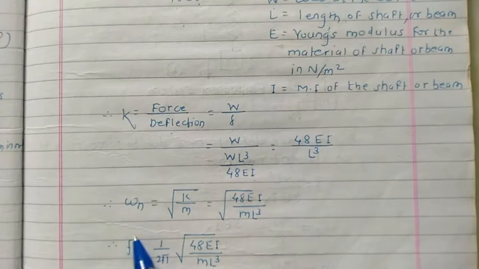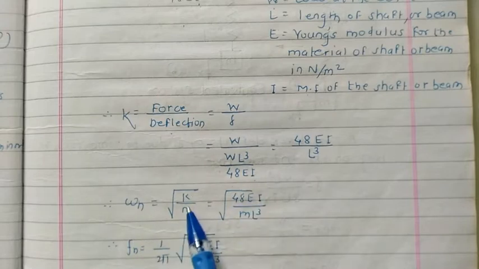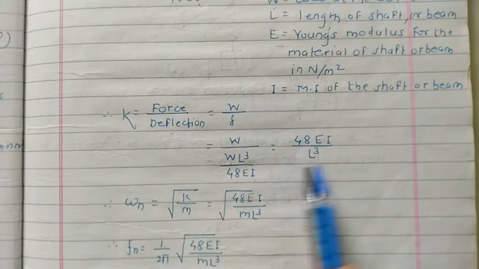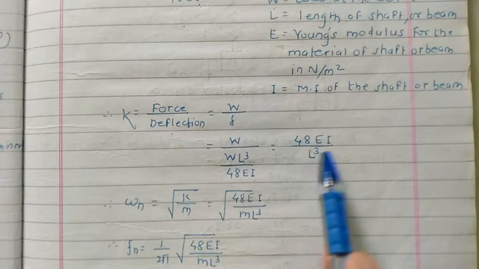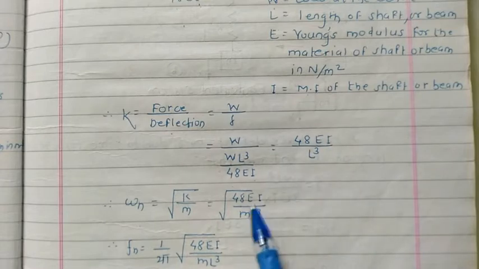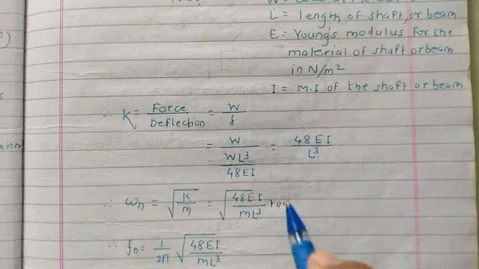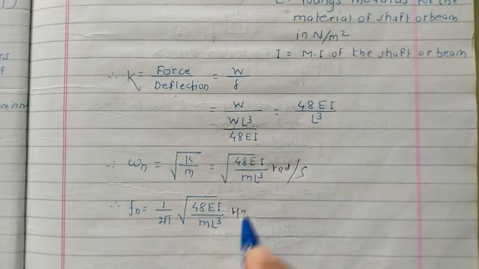Further, in the next step, we can get omega n equals square root of k by m. K is this term, 48 EI divided by L cube, and m will remain as it is, and we get this relation in terms of radian per second. And this relation is in terms of hertz.